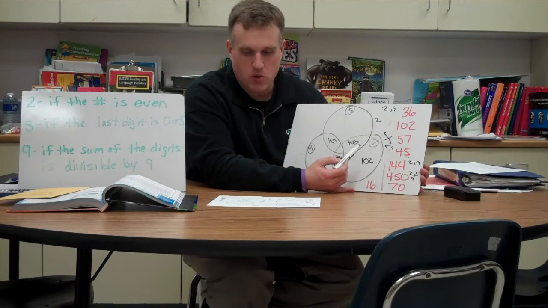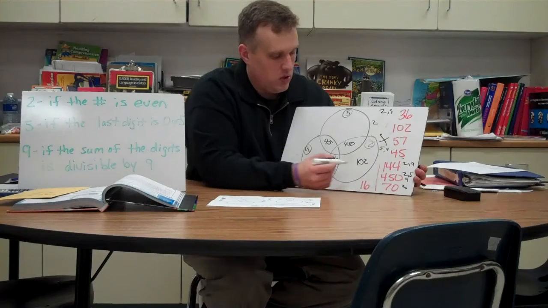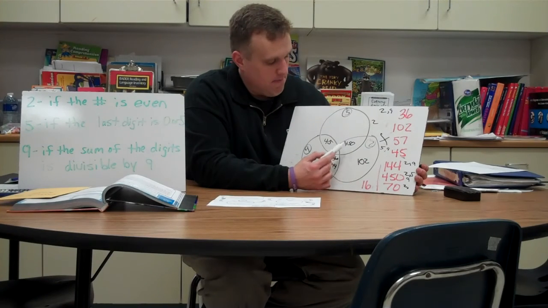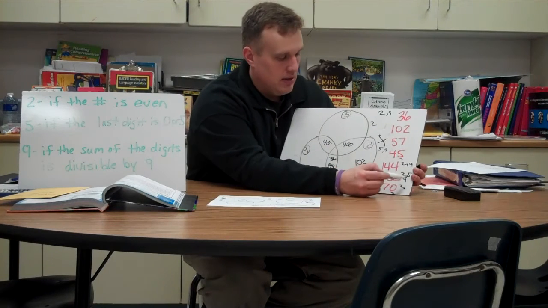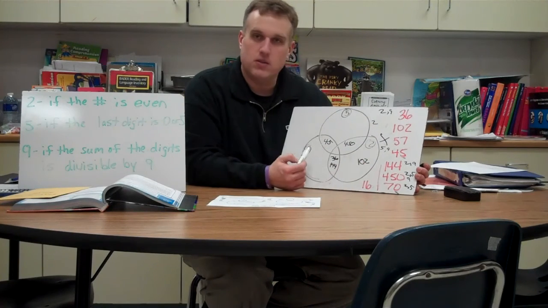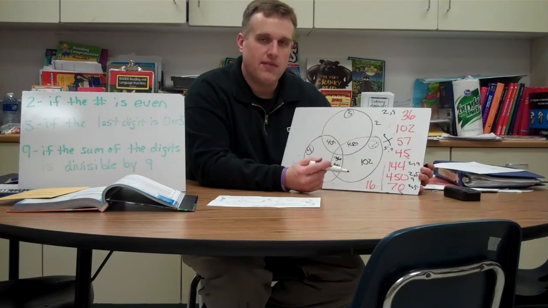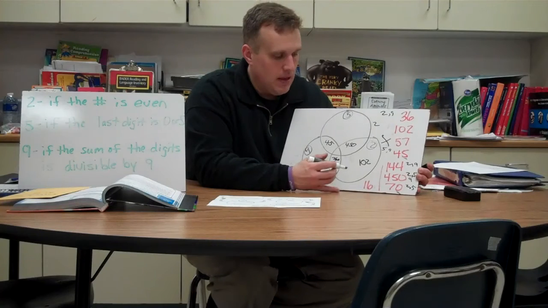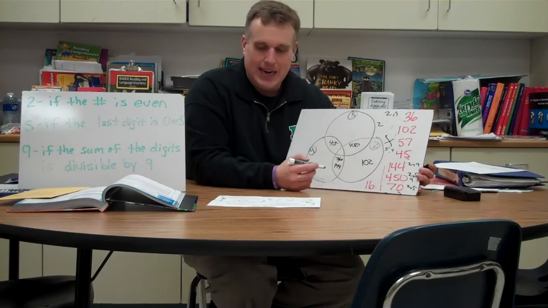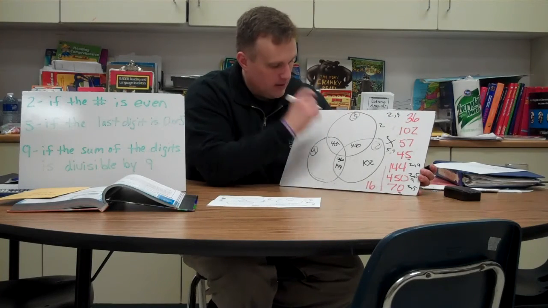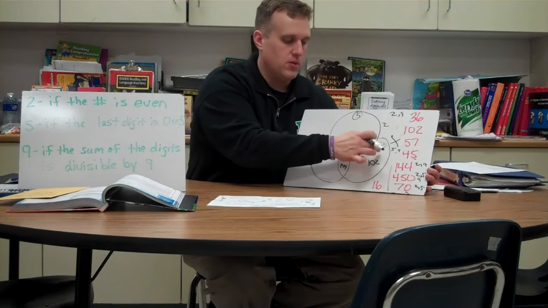My next one is 70. Again, does it end with a 0, 2, 4, 6, or 8? It does. So I know it's divisible by 2. 5, does it end with a 0 or 5? It does. So it's also divisible by 5. And then if I add 7 plus 0, that gives me 7. That is not divisible by 9. So for 70, it's divisible by 2 and 5.